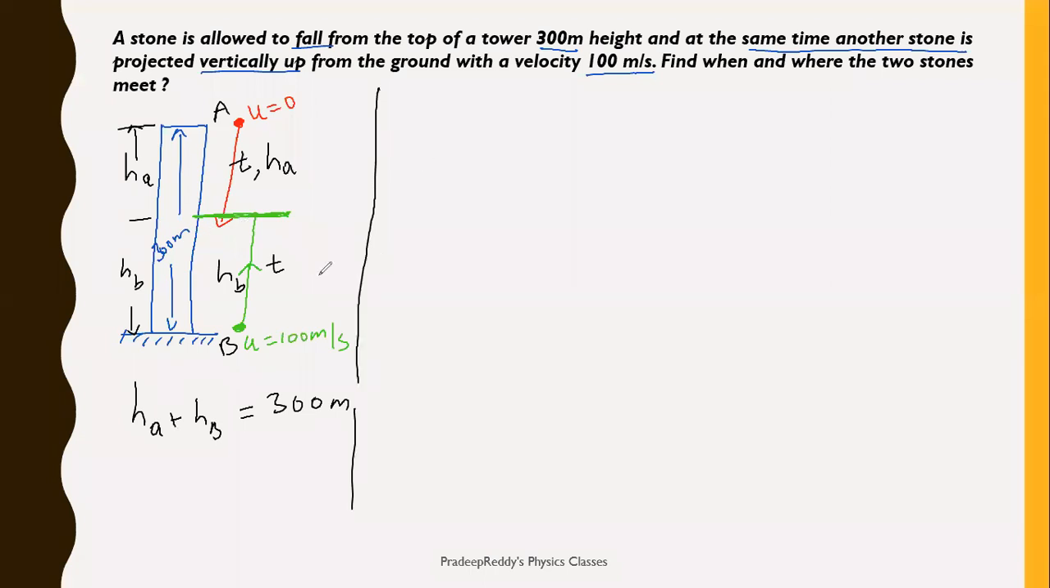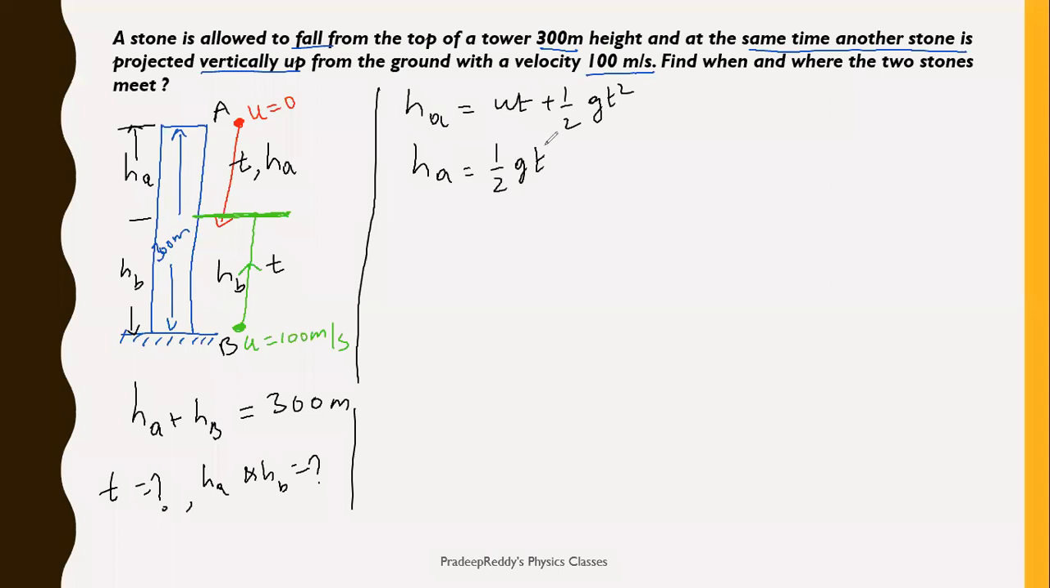Now I want to find out when and where these two objects meet. When means the time taken, how much it is, you should calculate, and where means at what position they are meeting, ha and hb, you should find out. Now I am considering that the time taken to cross each other is t seconds. Therefore, I can simply use ha is equal to ut plus half gt square. But what is u for body A? u is equal to 0. So ha will be equal to half gt square. Let me take this as equation 1.